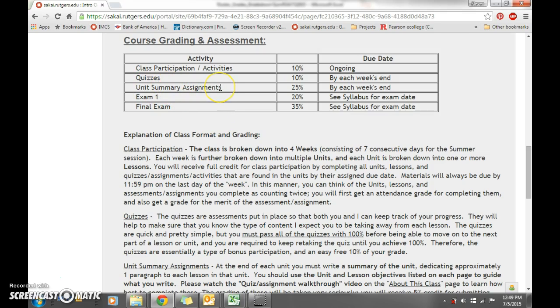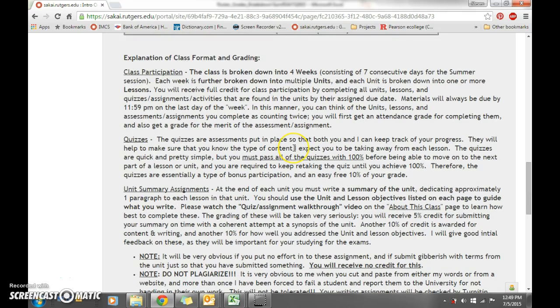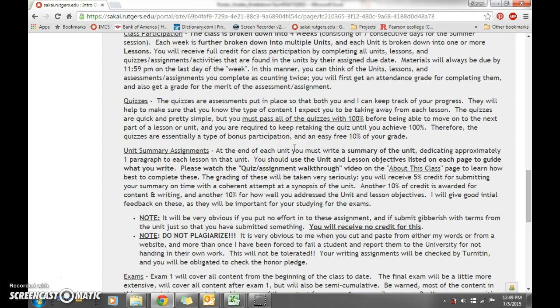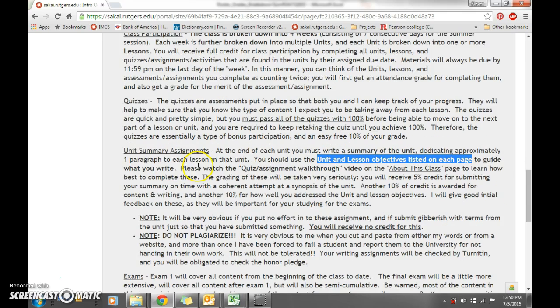Unit summary assignments. At the end of all the lessons within a unit and after taking all the quizzes, you'll have a unit summary assignment. This is where you're going to summarize what you learned. You're going to summarize each lesson from the units, and you're going to refer to the unit and lesson objectives that are listed on each page. And I'll show you what I mean by that in a minute.